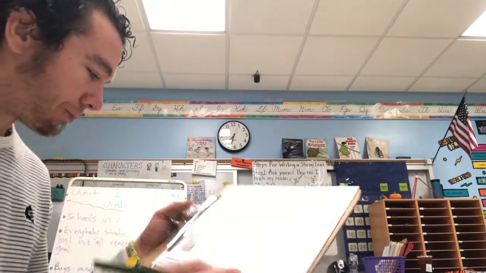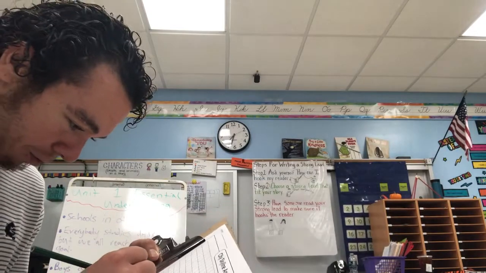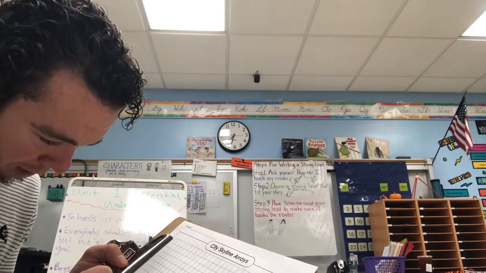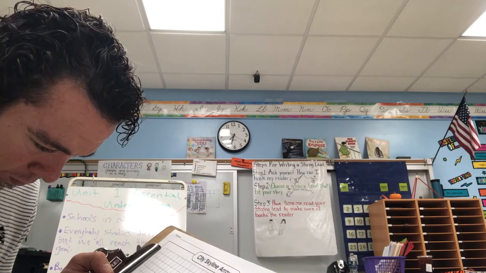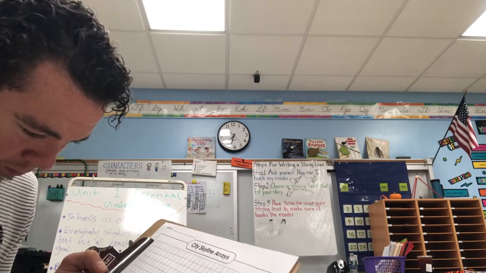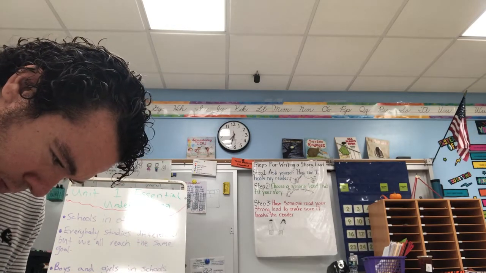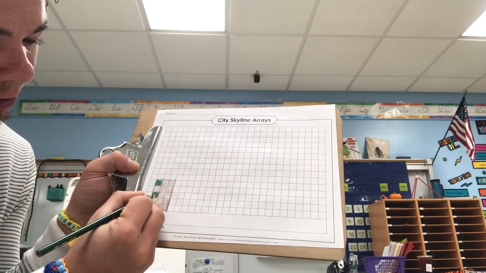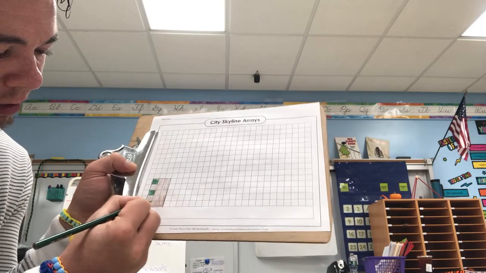Should come out something like this. And then I'm going to take a green colored pencil and I'm going to make windows within that boxed rectangle. So as you can see, I'm skipping one box in between each window.